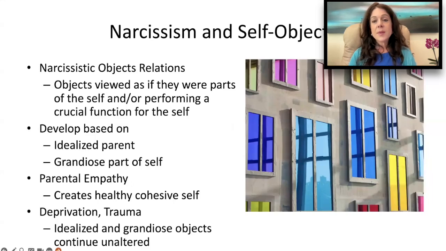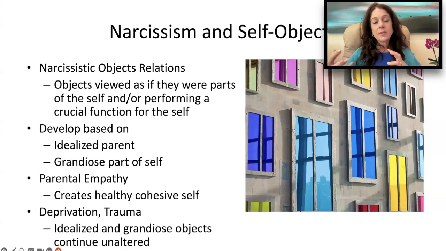Okay, narcissism and the self object. So this is self-psychology, Kohut self-psychology. Kohut worked with a lot of narcissists to develop the self-psychology around that population. And he talked about narcissistic objects, narcissistic object relations, and viewing all the objects as if they were parts of the self, or at least performing a crucial function of the self.